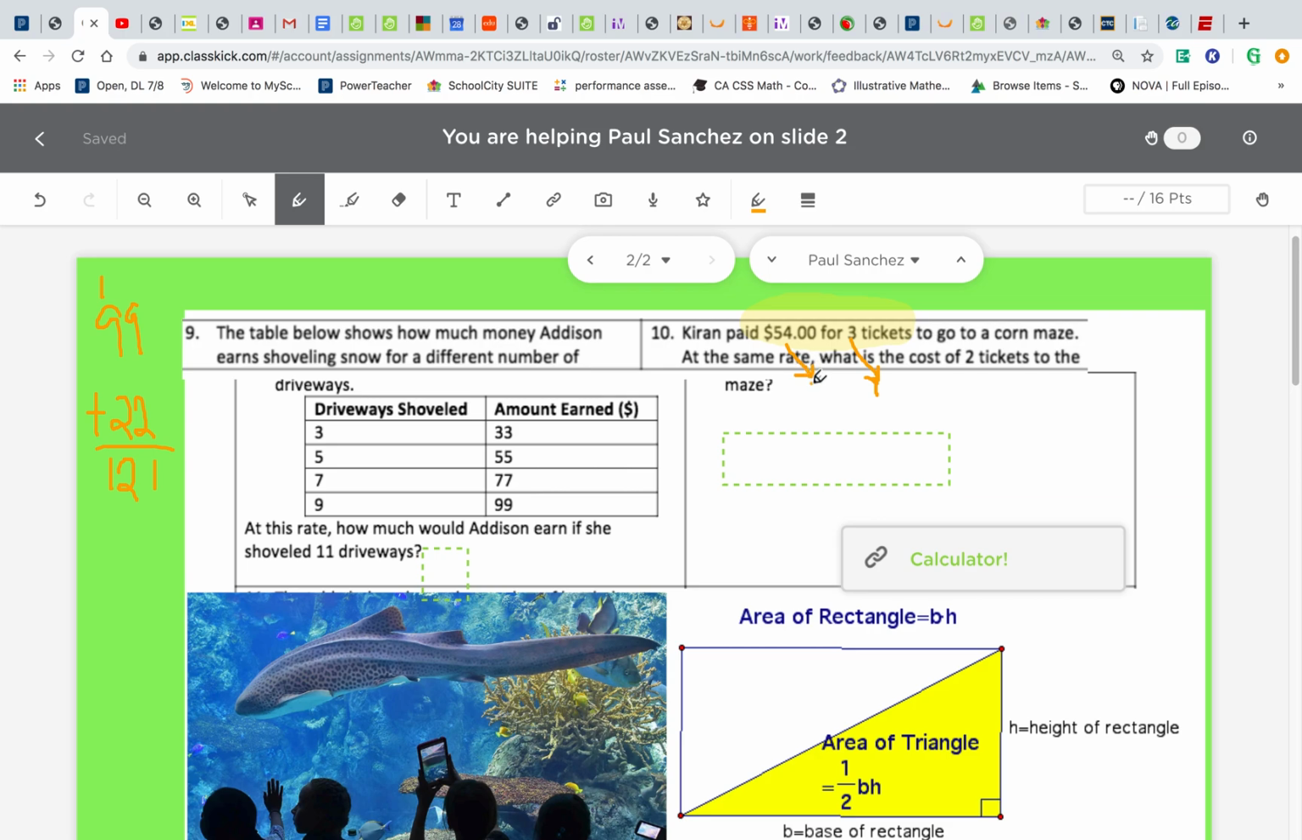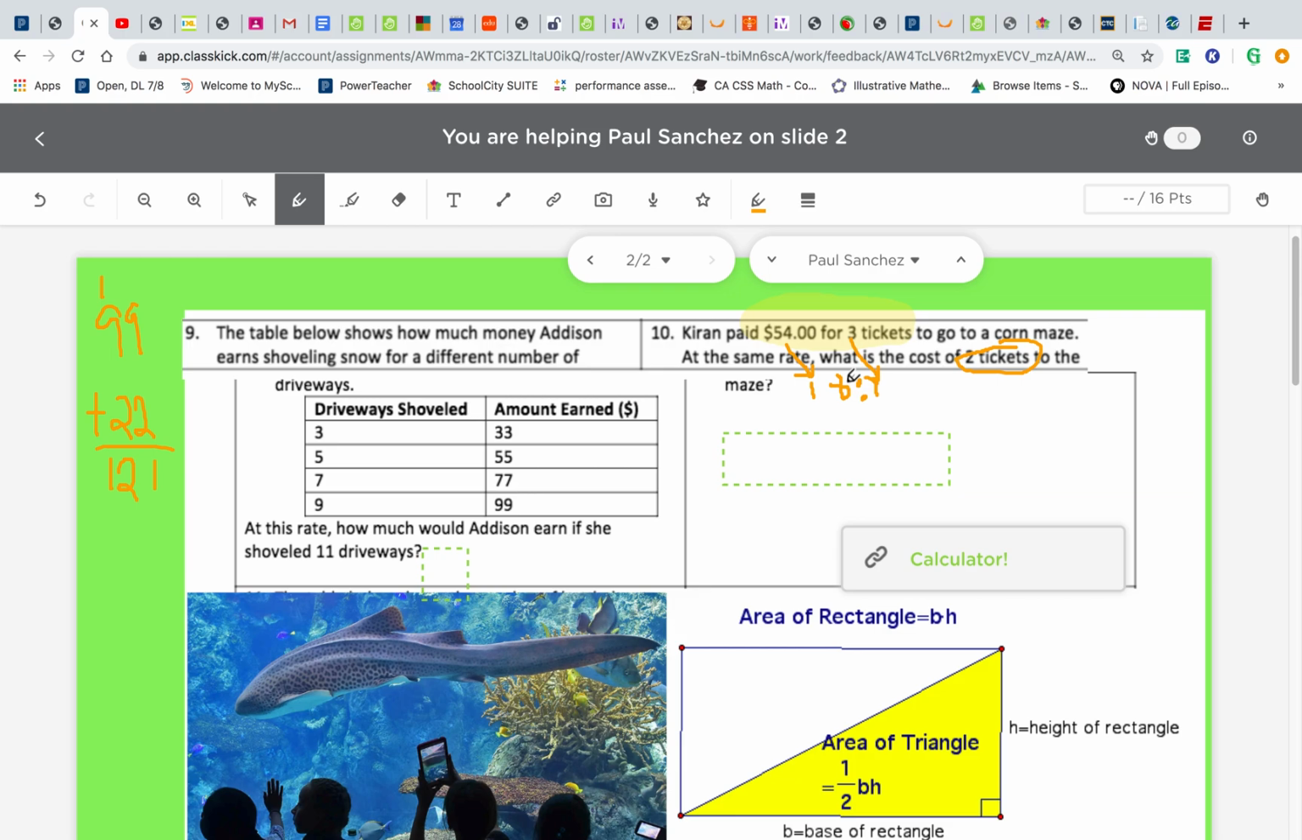So basically, it's $18 per ticket, but that's not what we want to answer. We want to know how much it is for 2 tickets. Well, we can double it, so multiply it by 2. Doubling means you can multiply by 2, or you can add it to itself. So 18 and 18 would give us $36. So it would be $36 for the 2 tickets for the corn maze.